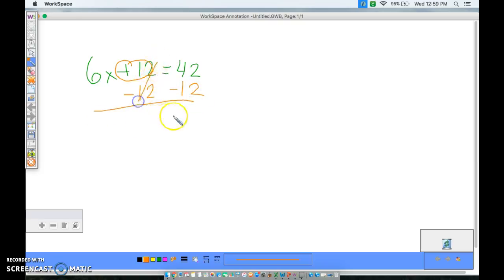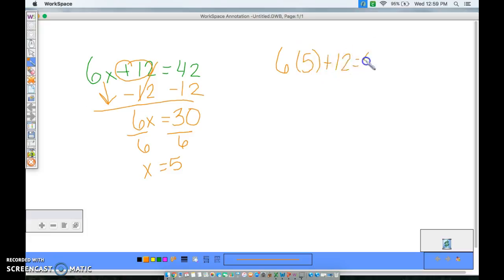This cancels out to 0. We're left with 30. And then we bring down our 6x. 6x equals 30. Divide both sides by the coefficient, and we get that x equals 5. Again, we can check our work by saying 6 times 5 plus 12 should equal 42. 6 times 5 is 30. 30 plus 12 should equal 42, and it does, so we know we did that correctly.